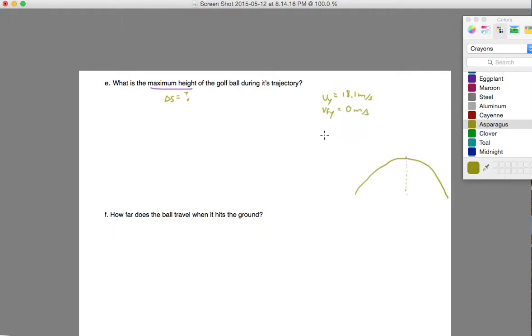And what else do I know? I know the acceleration. I could call that g if I wanted to, but I'm just going to keep it as acceleration right now. We know what we're talking about here.